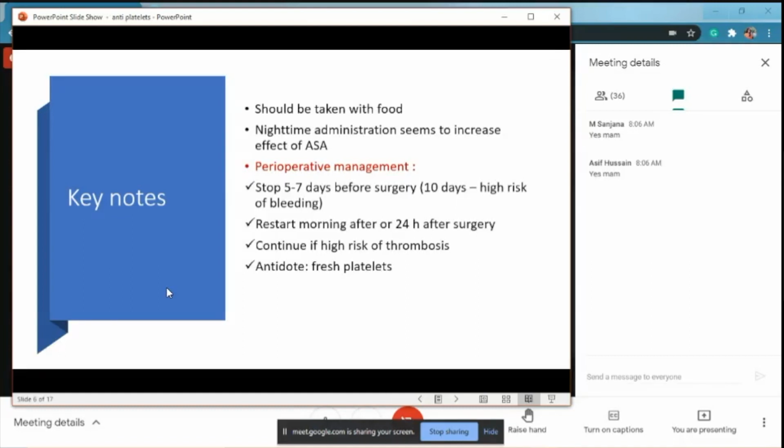Now, let's go back to the keynotes. Again, aspirin has to be taken with food, and nighttime administration seems to increase the effect of aspirin. So we always recommend the patient administer it at nighttime.